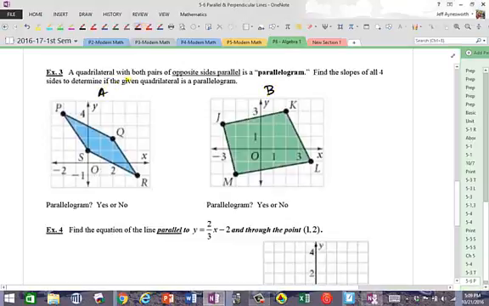And the question is, a quadrilateral with both pairs, okay, that's an important word, of opposite sides parallel is a parallelogram. If the opposite sides are parallel, we have a parallelogram. If opposite sides are not parallel, then you don't have a parallelogram, okay? The word parallelogram comes from the word parallel. Okay, you have both pairs. We're talking two pairs because every quadrilateral has four sides, right?